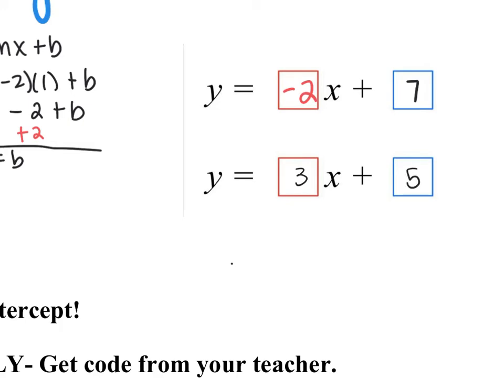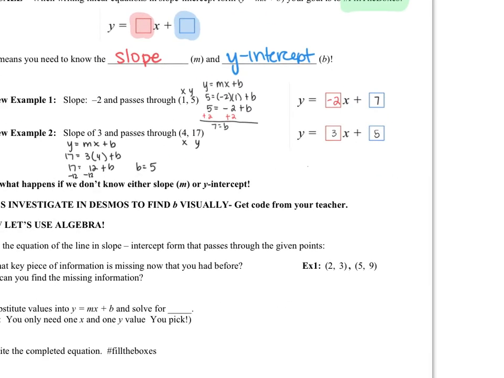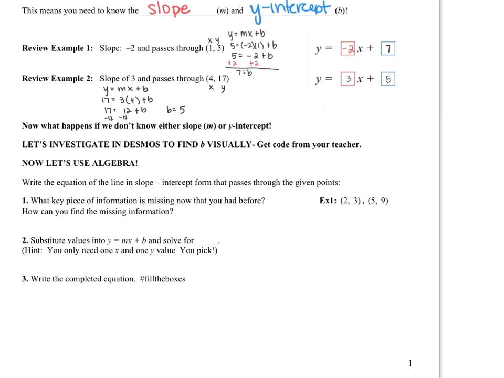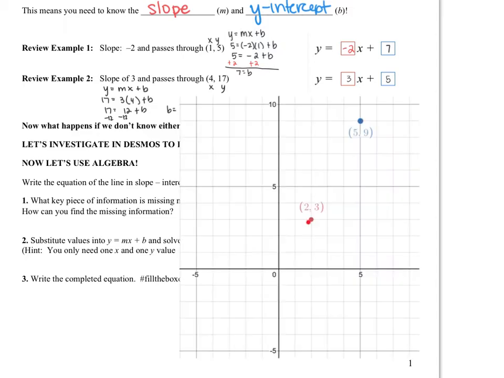And so that's just a quick review of what we did the last few days. Now we're going to figure out what to do if I don't have the slope, but instead I have 2 points. So I'm going to start with the points (2, 3) and (5, 9). First, we're going to do this visually on Desmos. So here are my 2 points, (2, 3) and (5, 9), graphed.